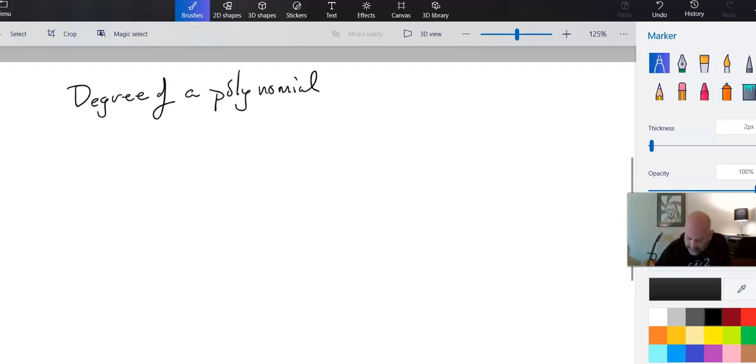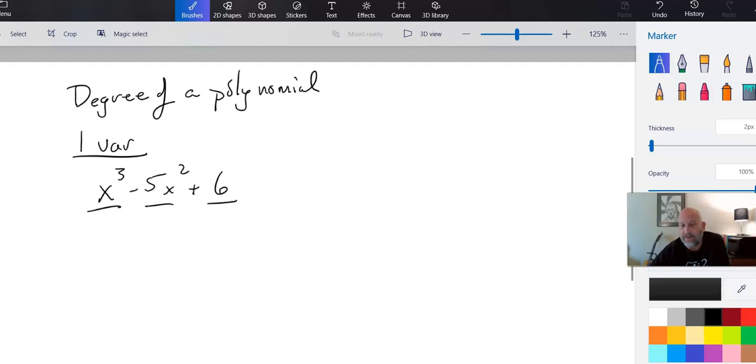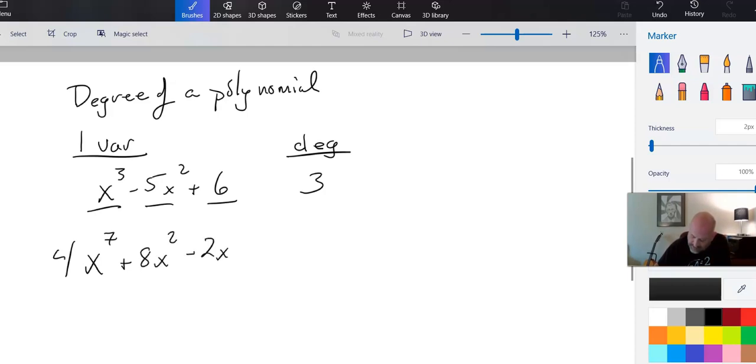Let's look at one variable first. If I have something like this, the way I come up with the degree is I look at each term and find the highest exponent over all the terms. The highest exponent is a 3, so the degree here is 3. If I had 4x to the 7th plus 8x squared minus 2x to the 5th, all I'm going to do is look for the biggest exponent, which is 7, so the degree here is 7.